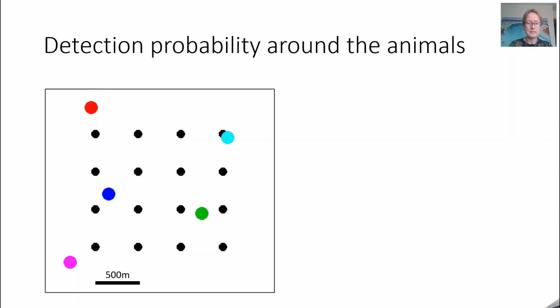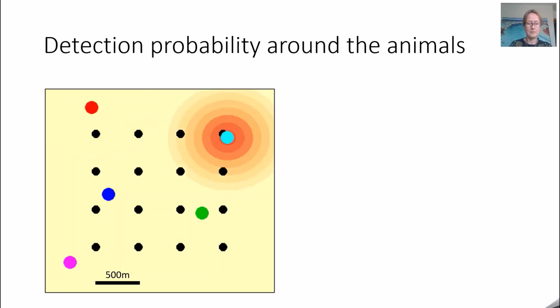We assume our ability to detect a call decreases with increasing distance from the animal. For example, we can have a look at the red animal in the top left corner and indicate how easy it is to detect this animal with different shades of red. The darker shades of red indicate the areas close to the animal with high probability of detection. The lighter shades of red and yellows indicate the areas with lower or zero probability of detection. So when you're close to the animal, it's easy to detect it. When you get further away from the animal, it gets harder to detect it.